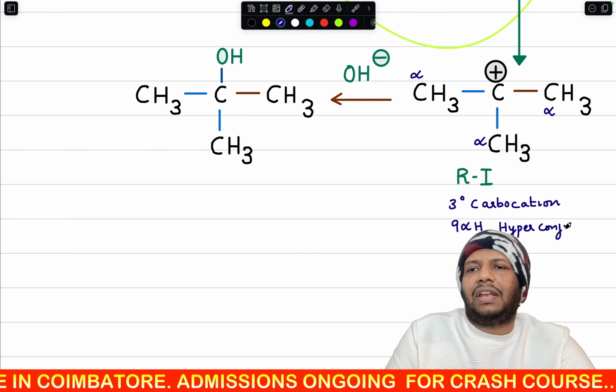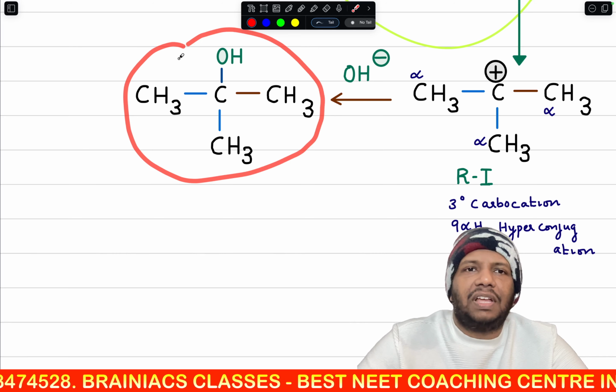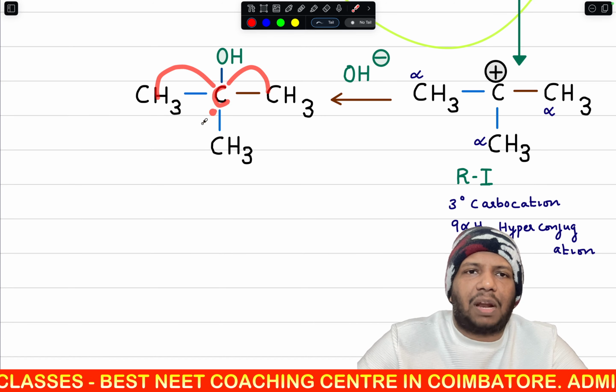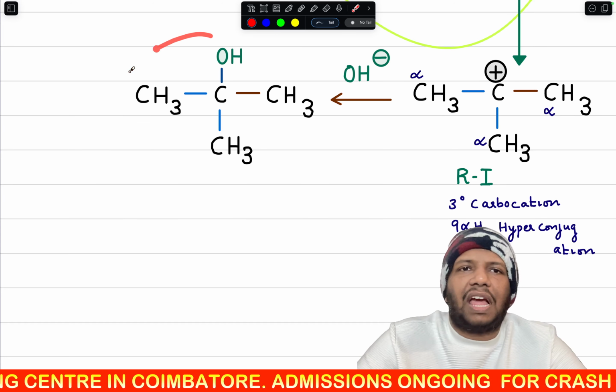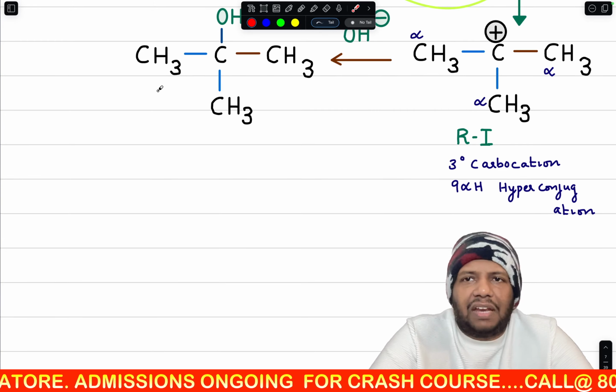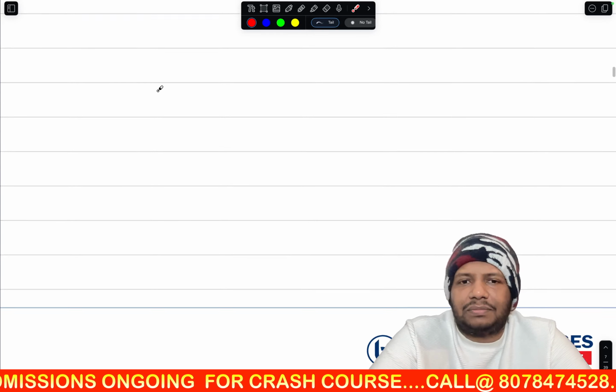Next, who will come? The nucleophile OH minus will come and attack the positive charge, and you will get our compound, what is called tertiary. Why is it called tertiary? Because to this carbon atom 3 other carbon atoms are connected. Why is it called butyl? Totally 4 carbon atoms are there. So tertiary butyl alcohol I am getting. Clear? So this is how the actual mechanism happens. I hope it is clear for you.